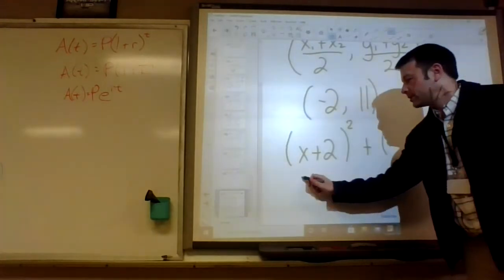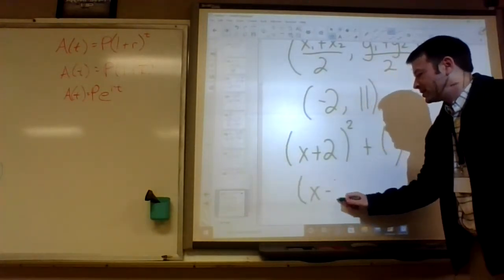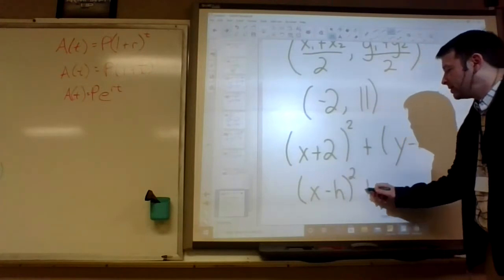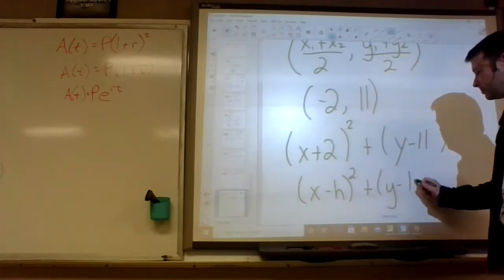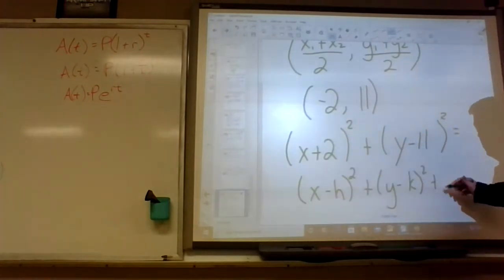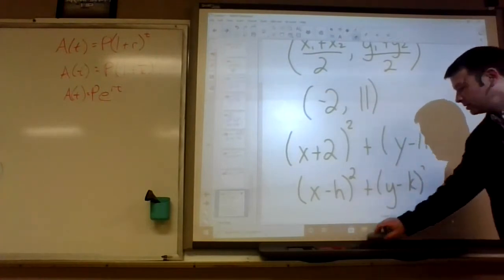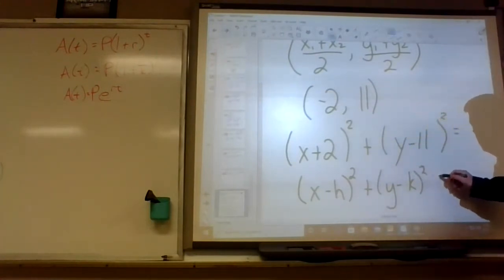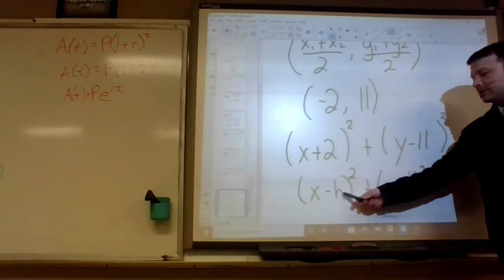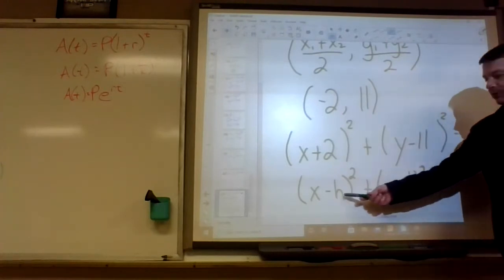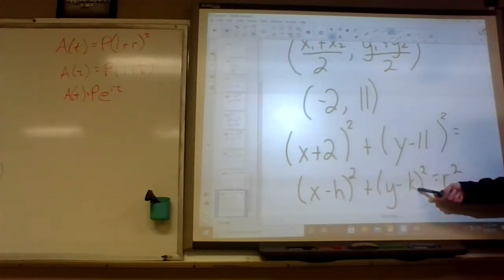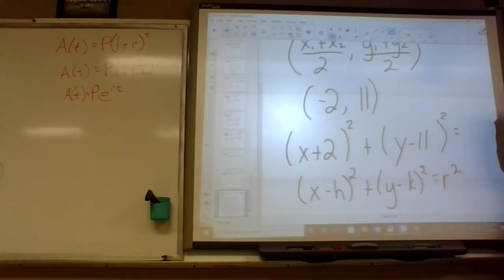So here, let me write the formula real quick. I think they use h and k. Some people do, I don't know. So that's the circle. (h, k) would be the center of the circle. r is the radius. Okay. How do we find the radius if they don't give it to us?